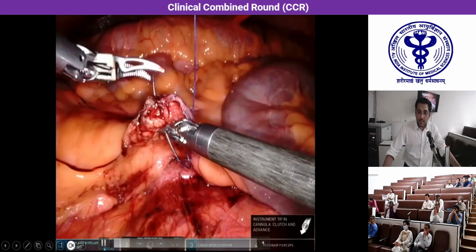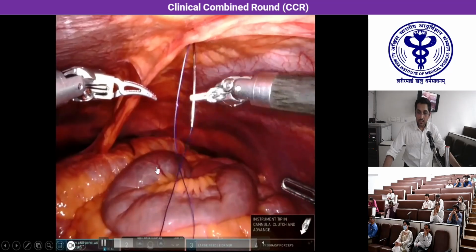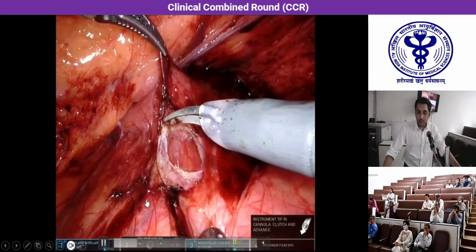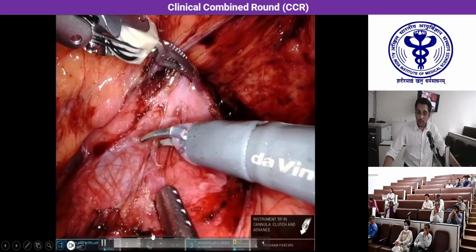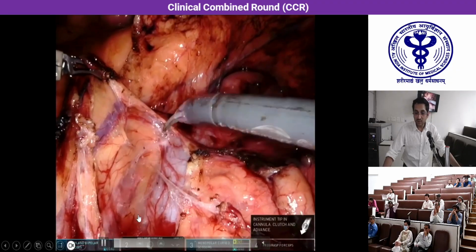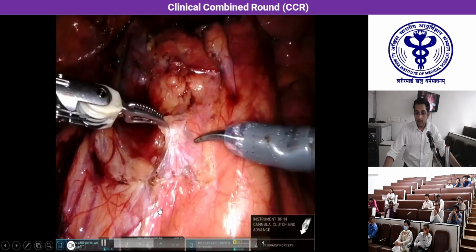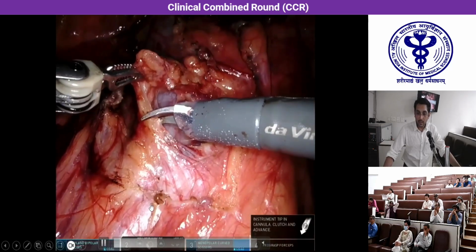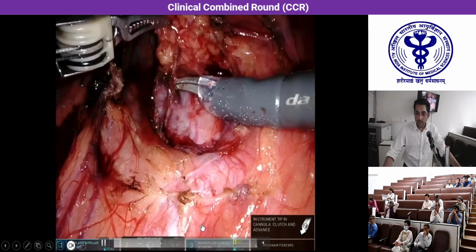We retract the mesentery superiorly to expose the major vessels completely, and start with a dissection of the lymphatic tissue around the major vessels, the IVC and the aorta. So that's the ureter that forms the lateral limit of our dissection. The dissection continues in the interaortocaval groove between the IVC on one side and the aorta on the other.